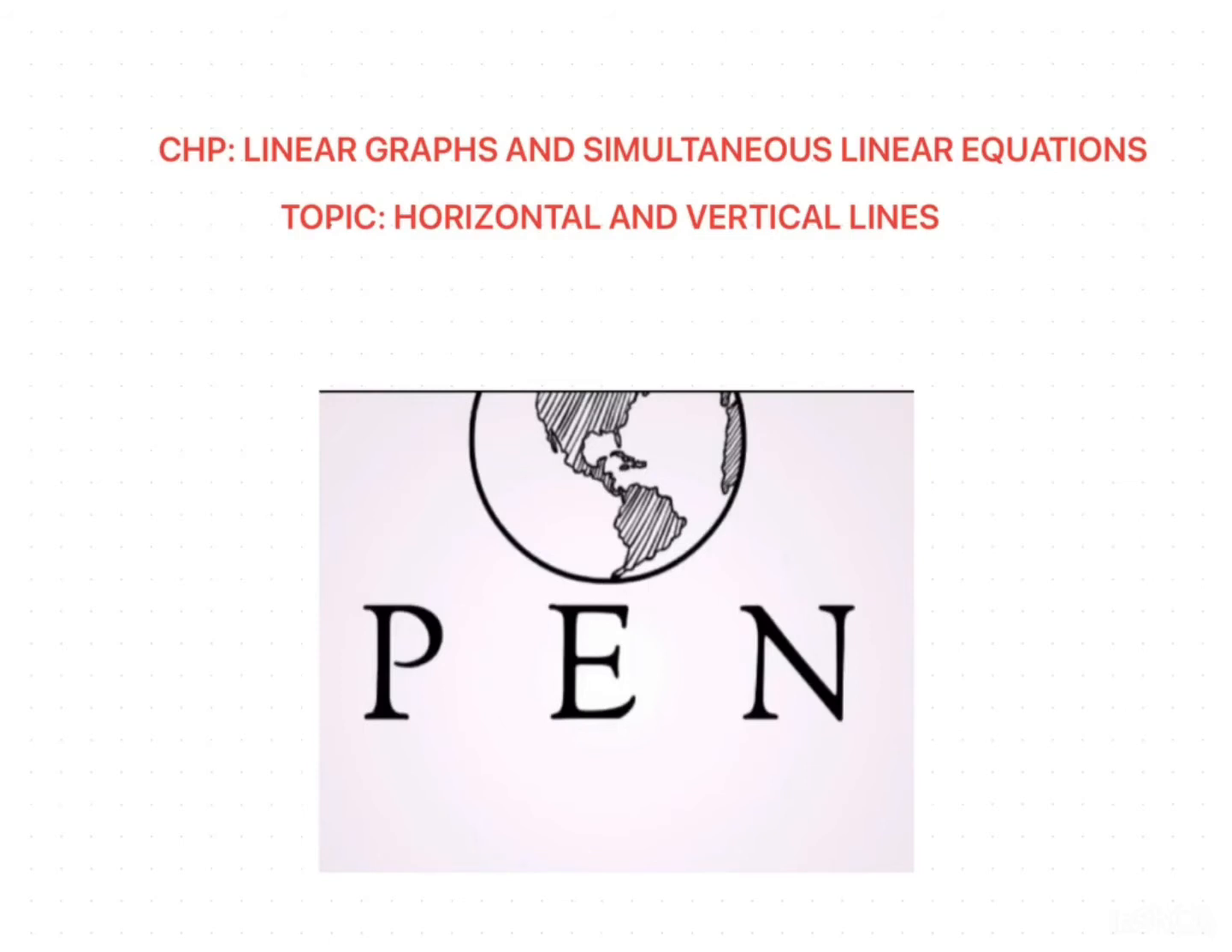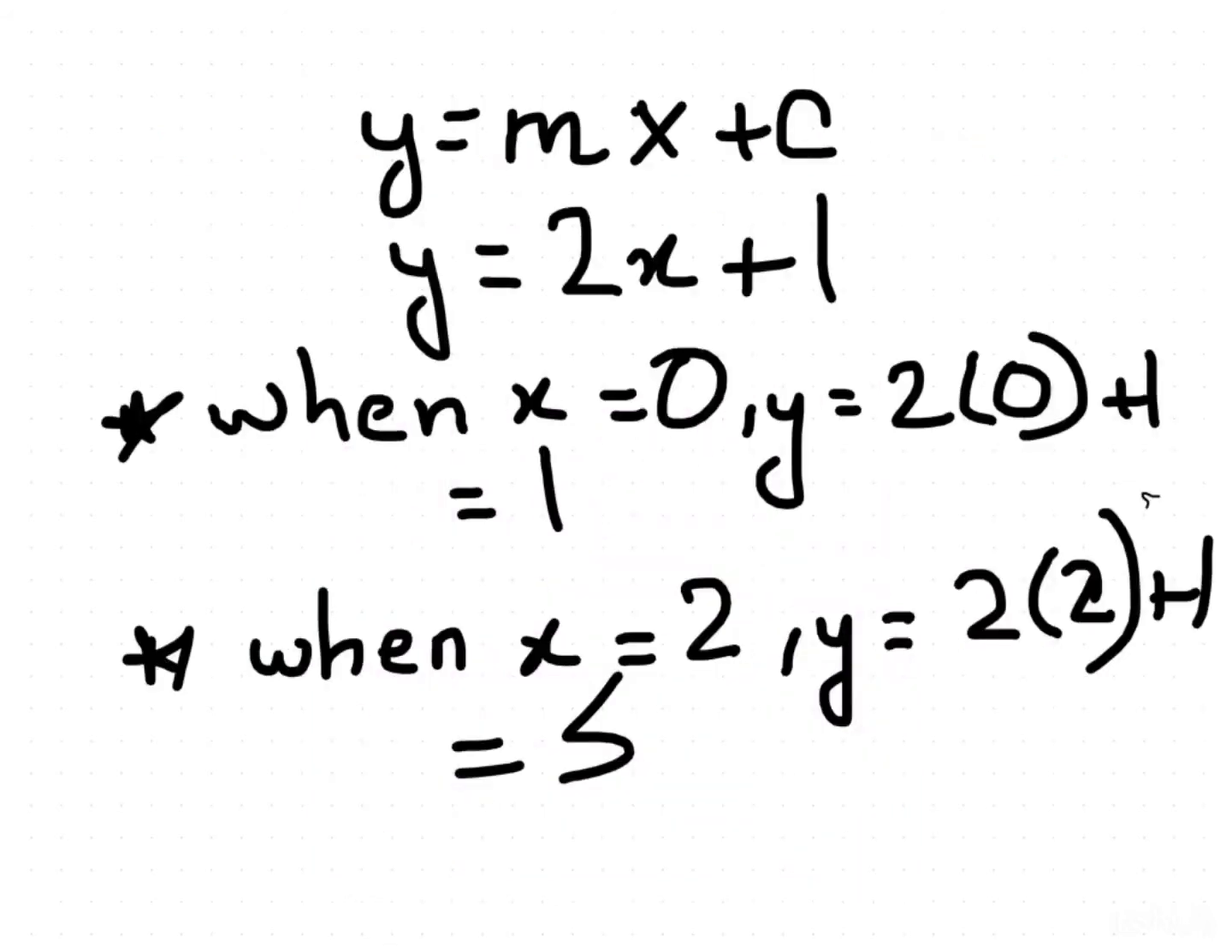In today's class, we are going to study vertical and horizontal lines on a graph. So let's begin. In the previous classes, we have learned that the equation of a straight line is y equals mx plus c, in which m is the gradient and c is the y-intercept.